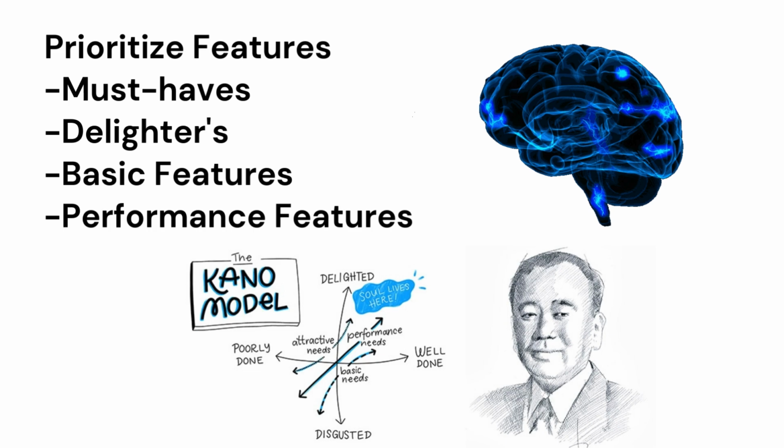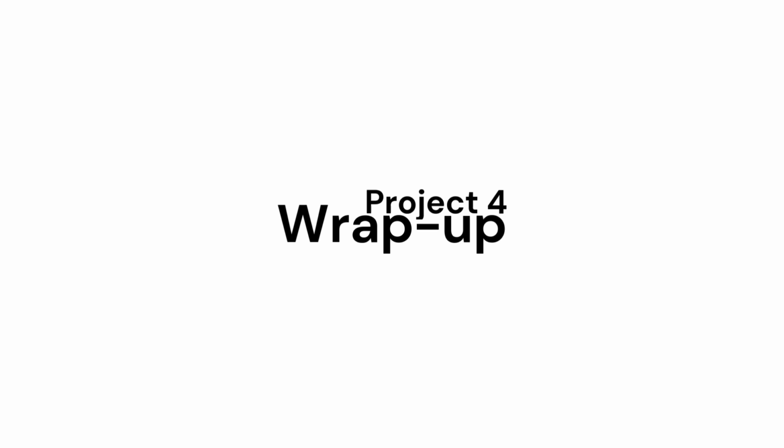The main categories that features are broken down into are must-haves, delighters, basic features, and performance features, each category having a different level of importance to the function and human factors of the final product. Ultimately, by integrating the Kano model into a product development and management process, companies can better meet customer needs and expectations while simultaneously creating a product that is both functional and delightful.